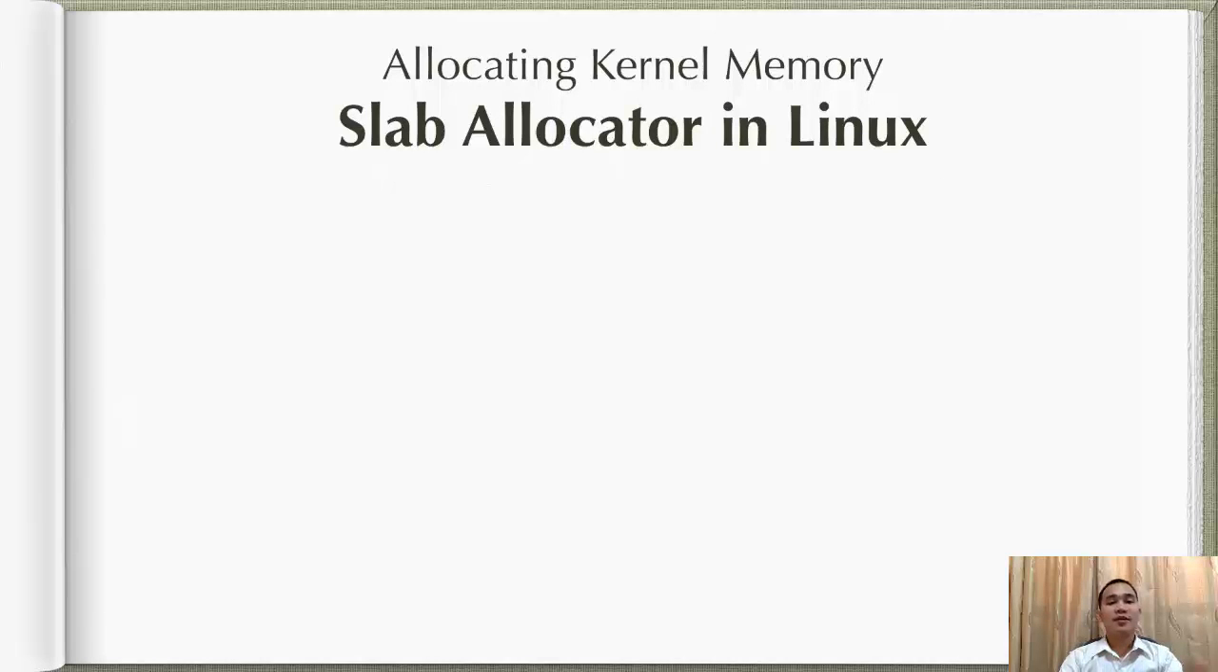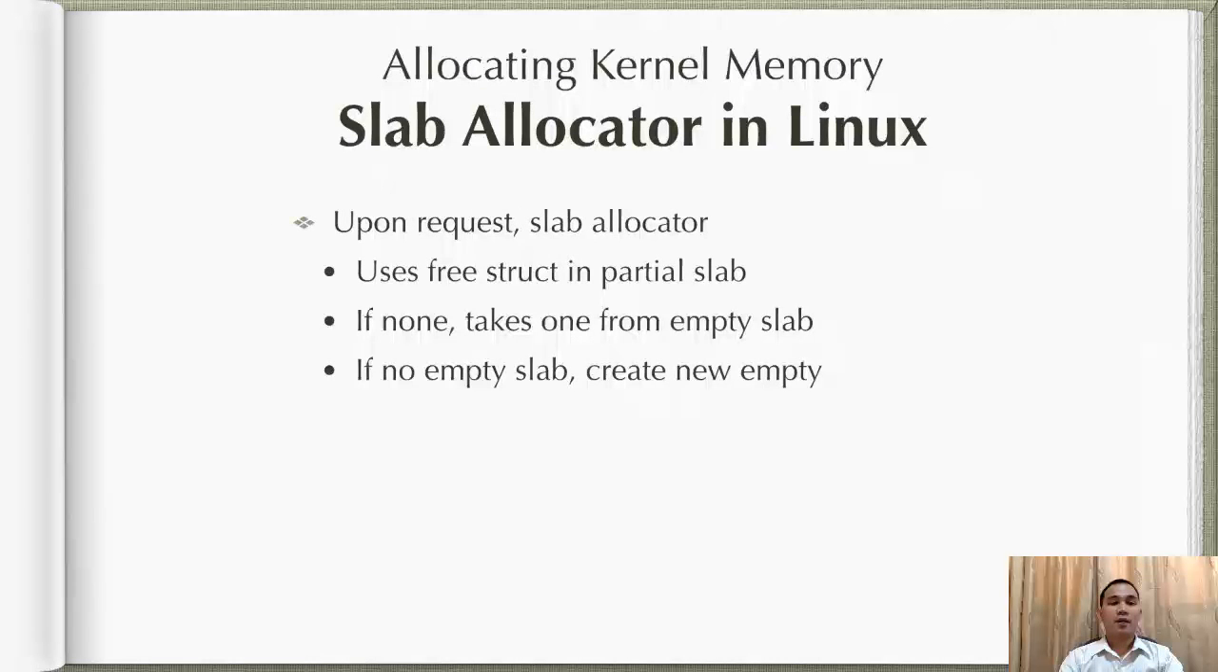Again, the method in Linux is like this. Upon request, the slab allocator first attempts to satisfy the request with a free object in a partial slab. And if none exists, a free object is assigned from an empty slab. If no empty slabs are available, a new slab is allocated from contiguous physical pages and assigned to a cache. Memory for the object is allocated from this slab.